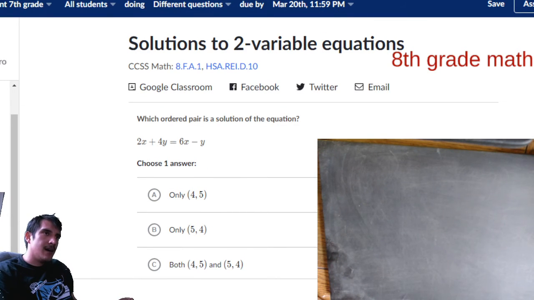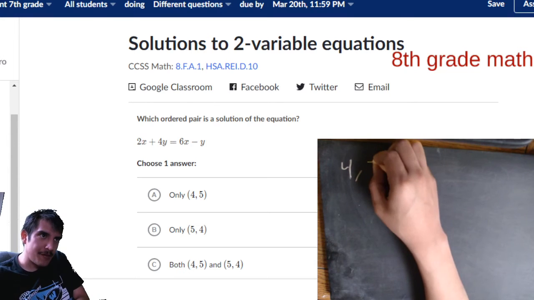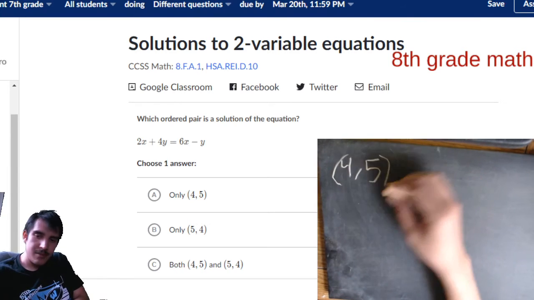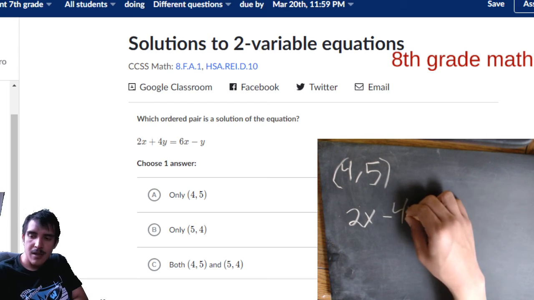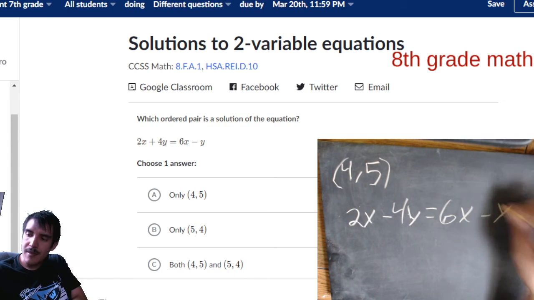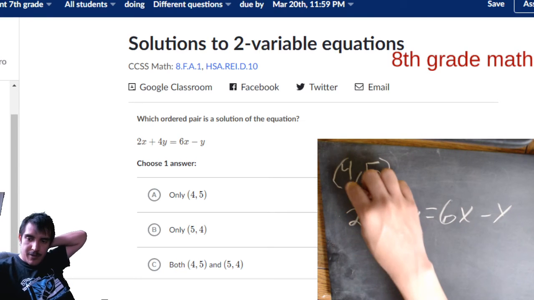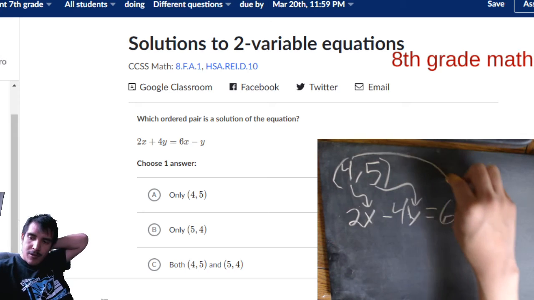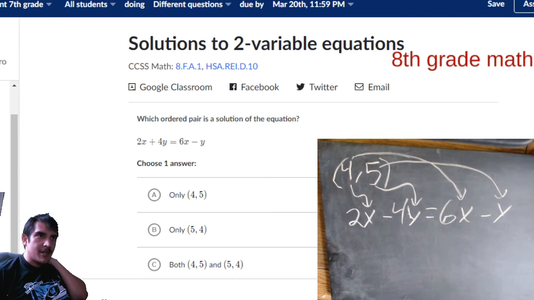Okay. Let's see this one. Let's try the ordered pair 4 comma 5 first. 4 comma 5, and that's going to go into 2x minus 4y equals 6x minus y. Cool. So 4 is the x value, 5 is the y value. So let's put these numbers into the equation.